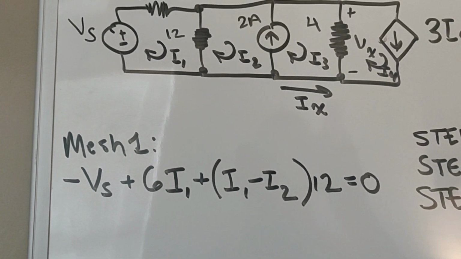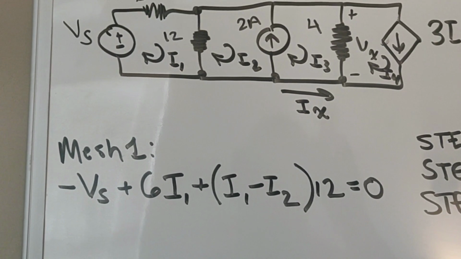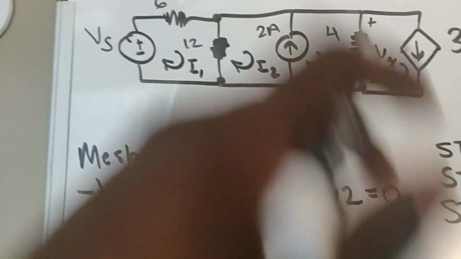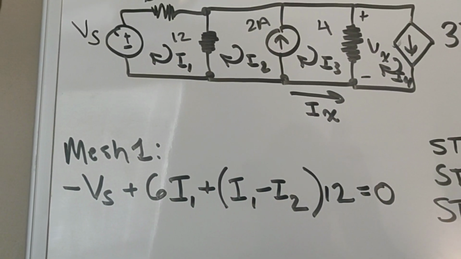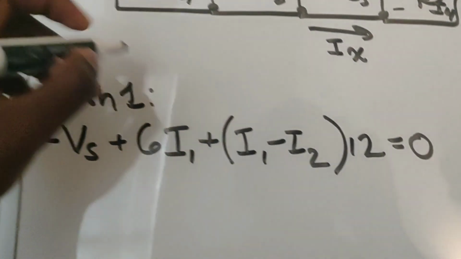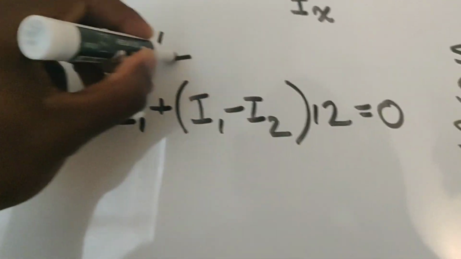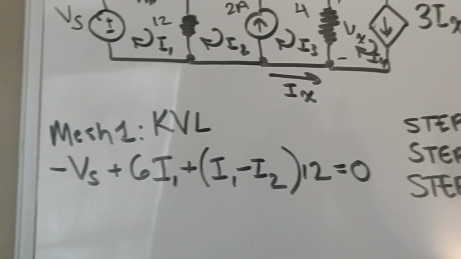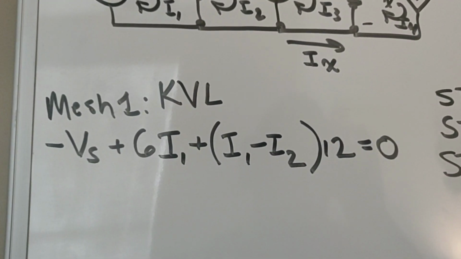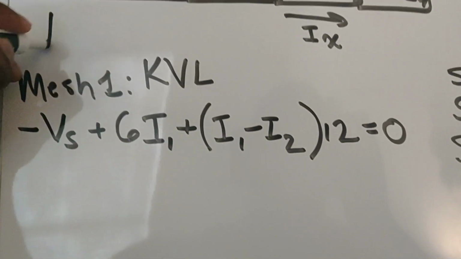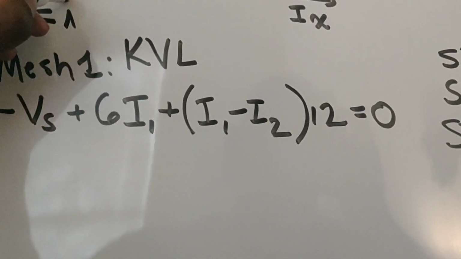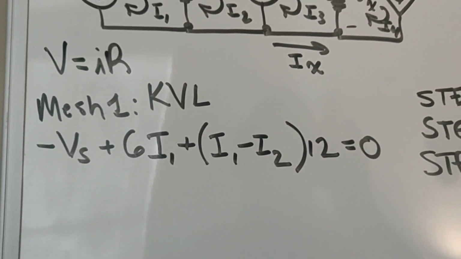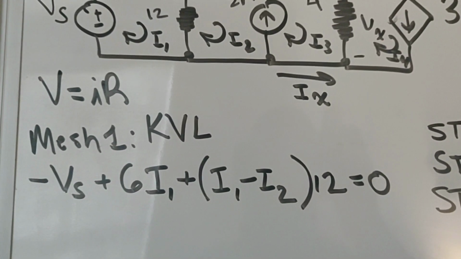Alright, so here's the equation for our first mesh, and I will explain how I got to this equation. The way I follow a mesh, I follow it clockwise. In a mesh, we're doing KVL, Kirchhoff's voltage law, to find our equations. So basically, we are looking for voltage, and we know from Ohm's law, V is equal to I times R. Here's how I trace out my mesh.